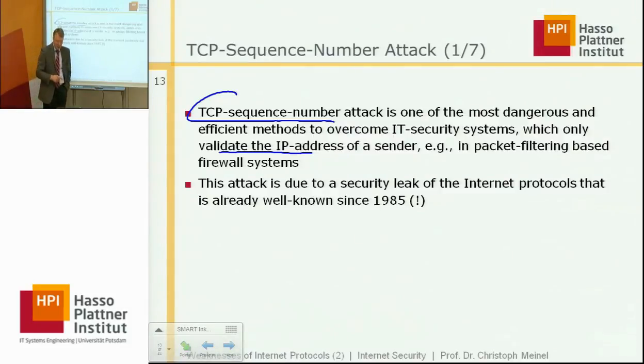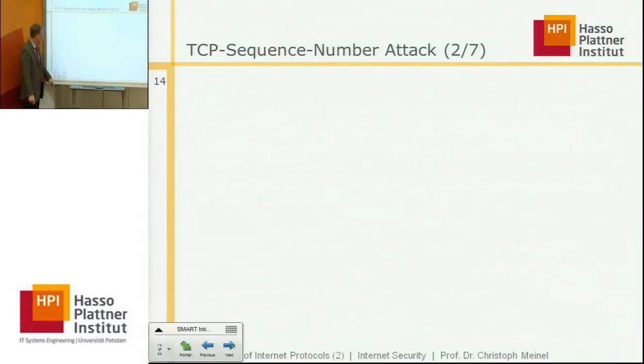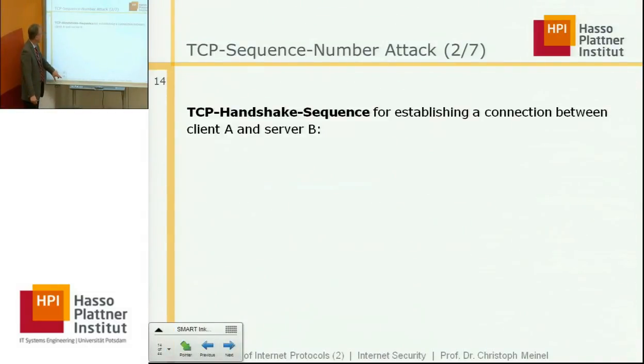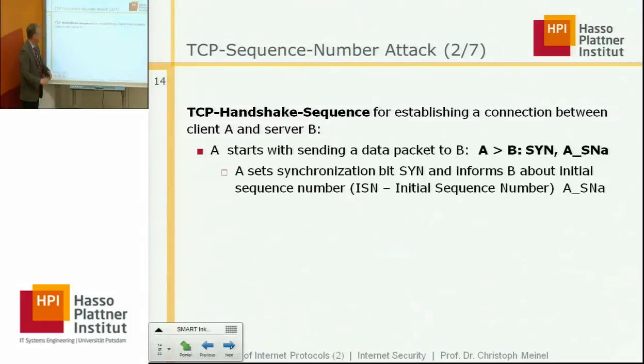And the reason why it's successful is that there is a security leak in the Internet Protocol. And what's interesting, this leak has been well known since '85. So for almost 30 years one has known it, and nevertheless the attack can still be run today. What is the idea?